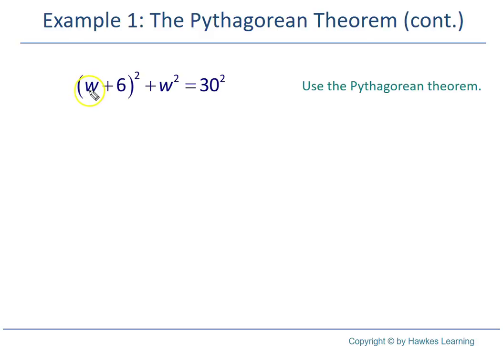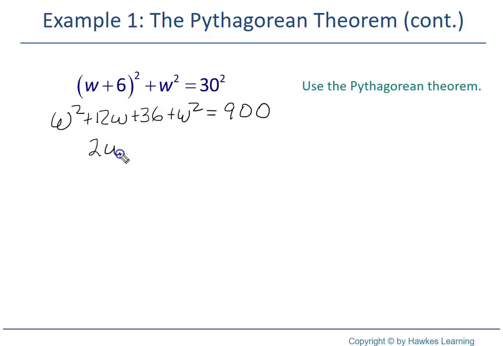Now, this is a binomial that we're going to square. So square the first term. Multiply these two together, get 6w, double that. Square this. This is there already. And this is going to be 900. Group like terms, we get 2w squared plus 12w.